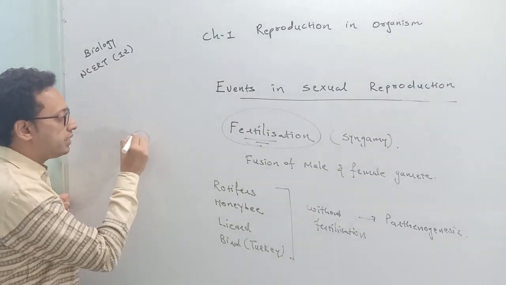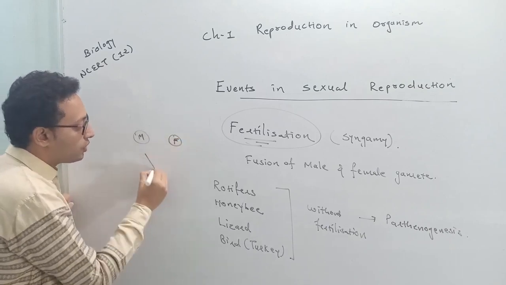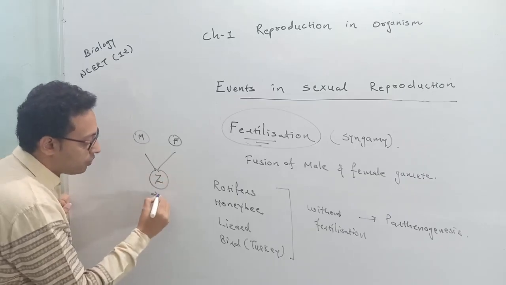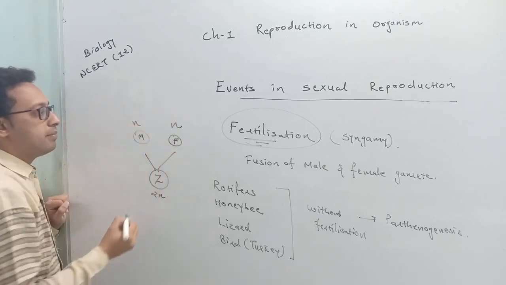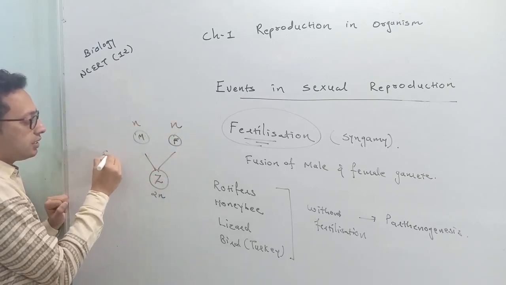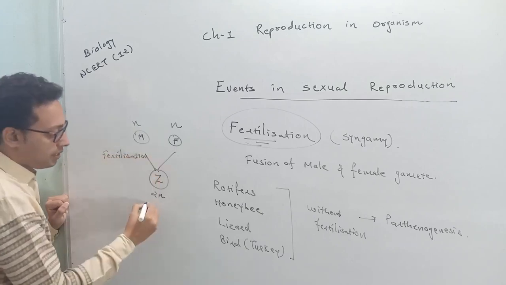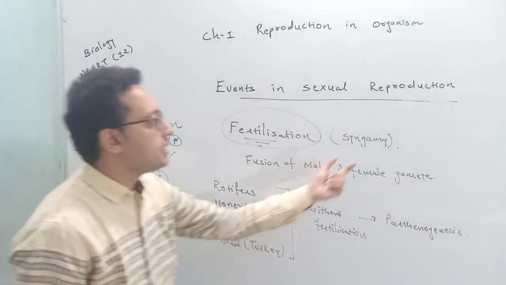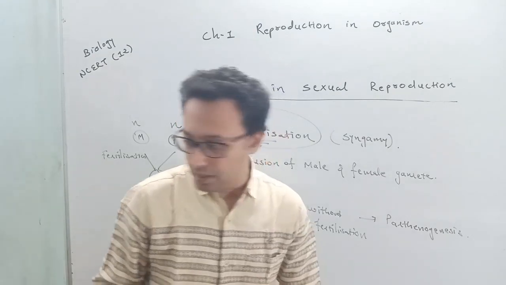Now you know that normally there is a fertilization of male and female gamete. Suppose this is a male gamete and this is a female gamete. Both fuse, and there is a development of a zygote, and you know that zygote is 2n because the male gamete is haploid, the female gamete is haploid, and both fuse together and form a zygote. This is by a process called fertilization, or you can also call it syngamy. Clear?